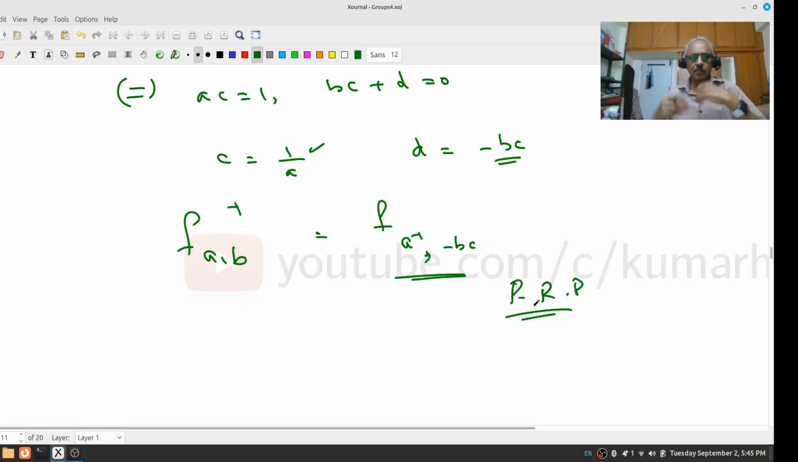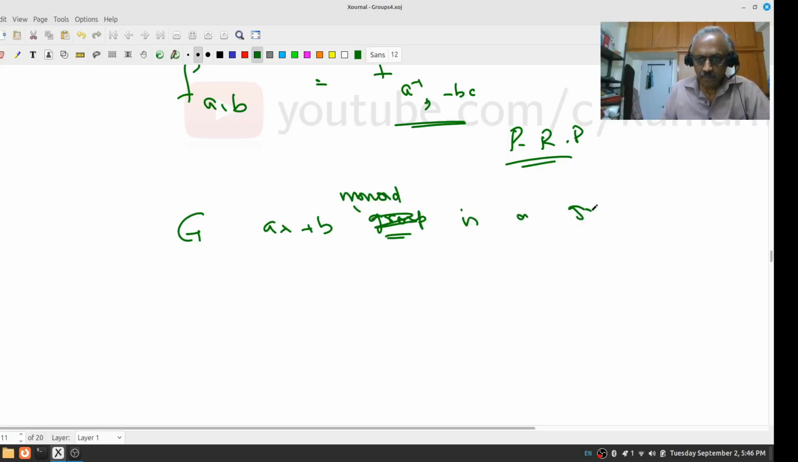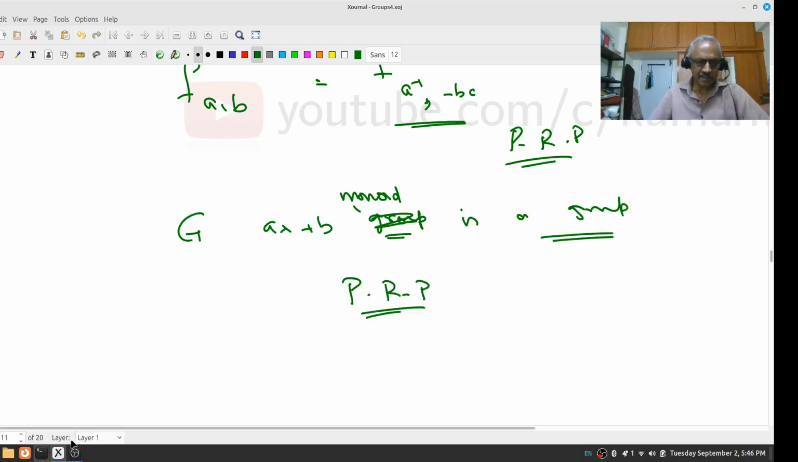And composition of maps is associative, therefore it's associative. So what have I done? This affine group G, let me call it the ax plus b group, it will be easier to say, is a monoid and it's a group. Okay, pause, review, proceed. I hope I did everything here.